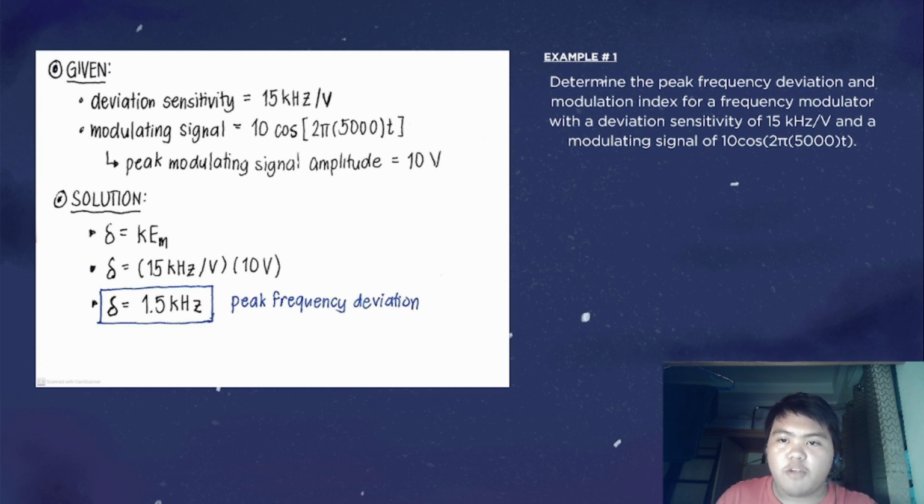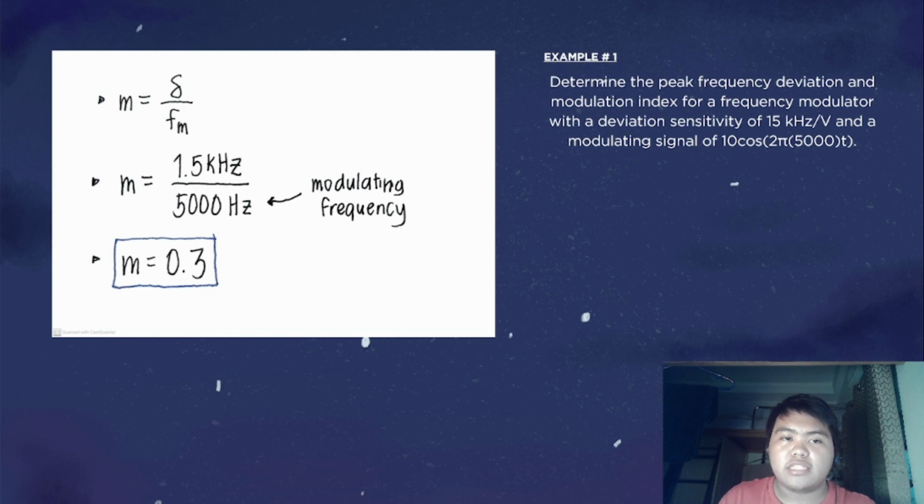Note that the formula for the peak frequency deviation is the product of the deviation sensitivity and the peak modulating signal amplitude, which we can express as 15 kHz per volt times 10 volts, where we get the peak frequency deviation of 1.5 kHz. To determine the modulation index, we just divide by the modulating frequency of the given modulating signal, which is 5000 Hz. Hence, we get the modulation index for the given frequency modulator of 0.3.